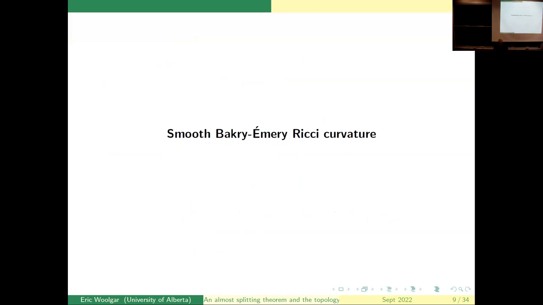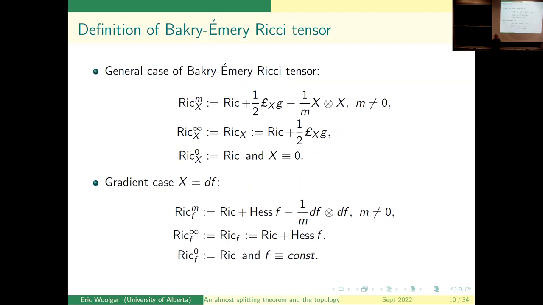All right, so this brings me to smooth Bakry-Emery Ricci curvature, which is that thing on the left. So here's the definition. The X here is the negative of the X on the other side, so it's the negative acceleration, in fact. There's a parameter, which I'll call little m, which can take any value other than zero and can be infinite, but I'm going to take it to be positive and finite in this talk.